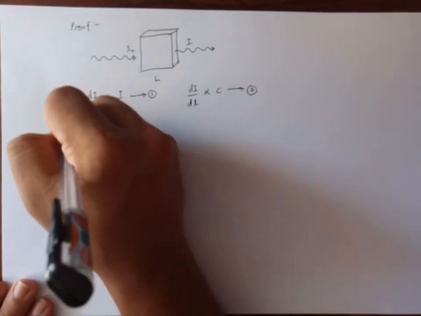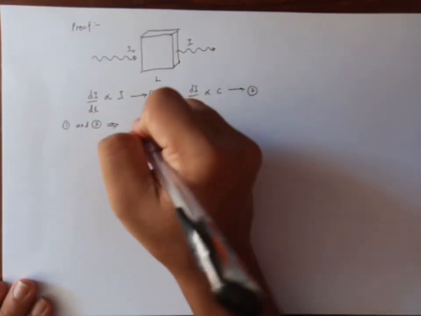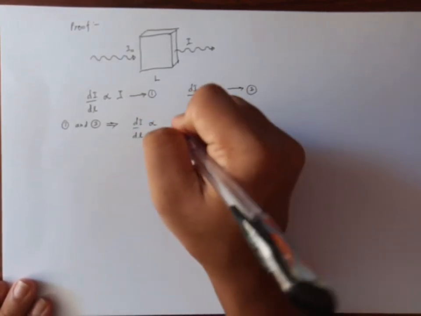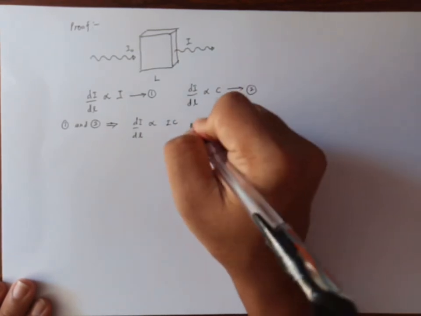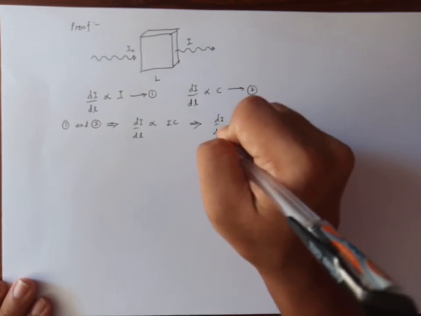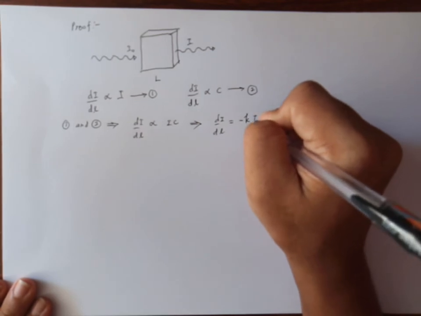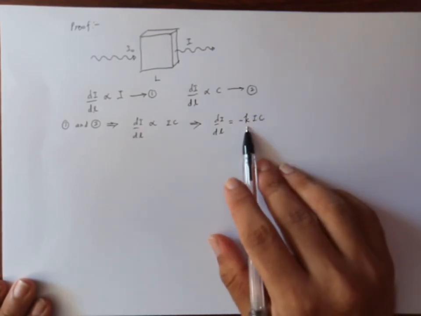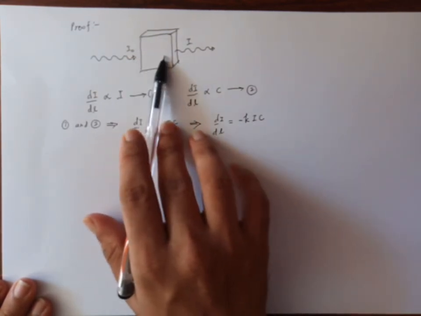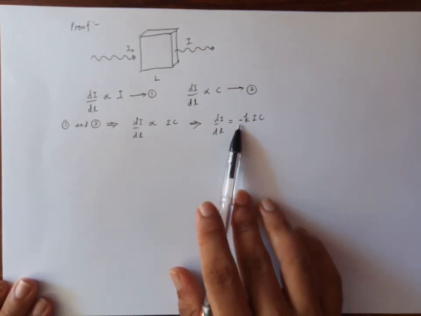Now from 1 and 2 I can write dI over dl is proportional to Ic. So we can write dI over dl is equal to minus k times Ic. So here k is the proportionality constant, and minus sign because we know when radiation passes through the material the intensity falls down. So actually this is a decreasing function, therefore it is minus.